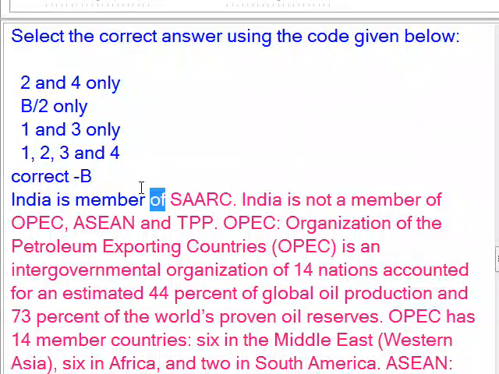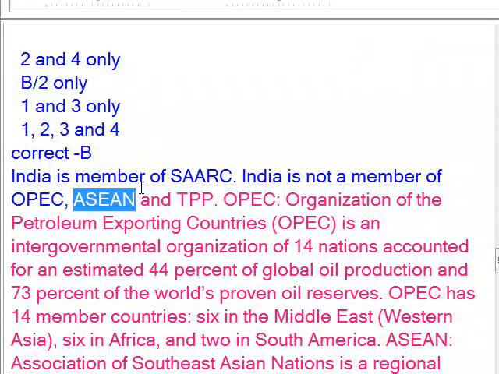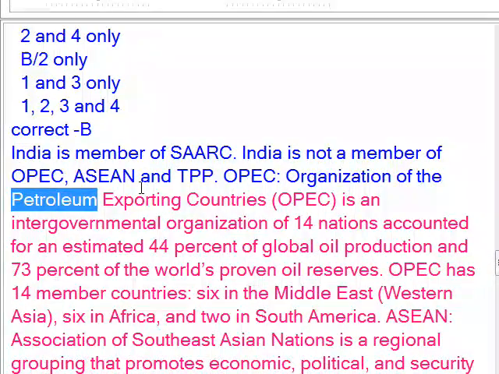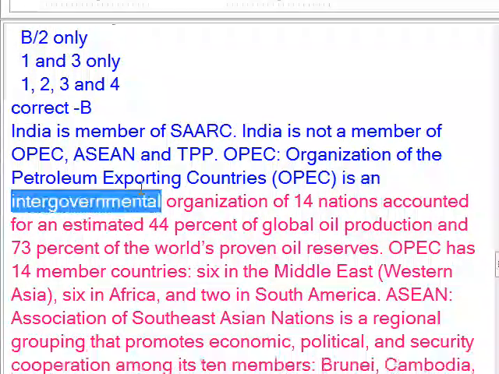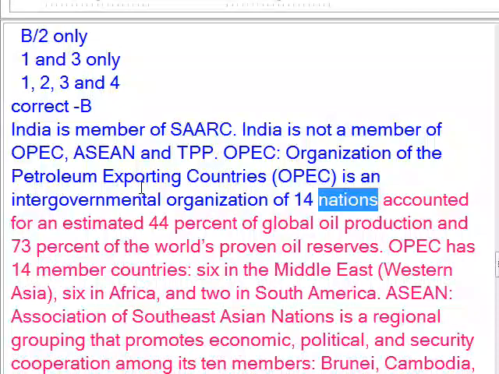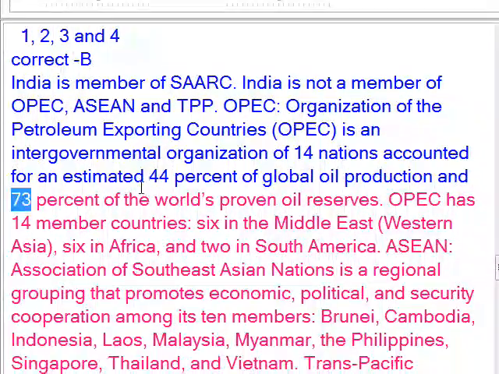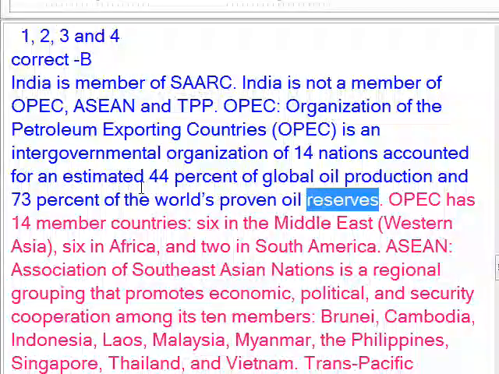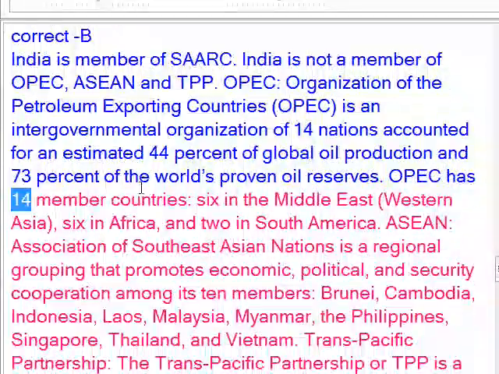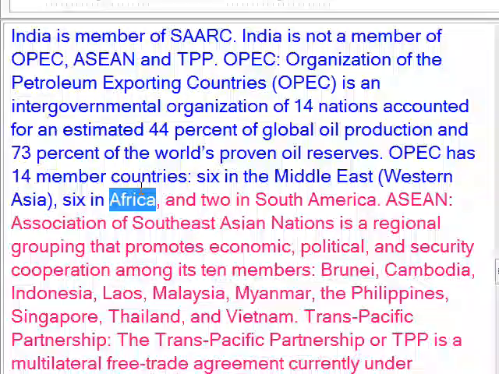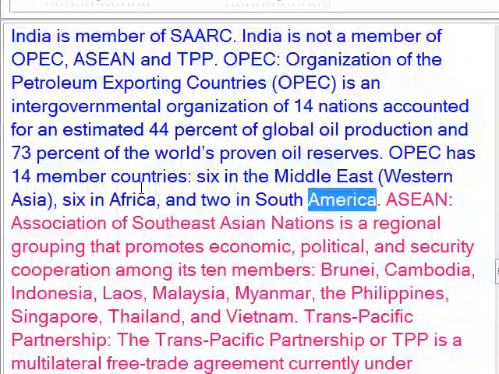Correct: B. India is a member of SAARC. India is not a member of OPEC, ASEAN and TPP. OPEC, Organization of the Petroleum Exporting Countries, is an intergovernmental organization of 14 nations accounting for an estimated 44% of global oil production and 73% of the world's proven oil reserves. OPEC has 14 member countries, 6 in the Middle East and Western Asia, 6 in Africa, and 2 in South America.